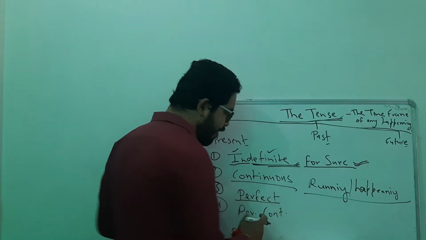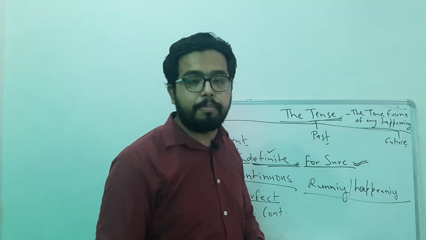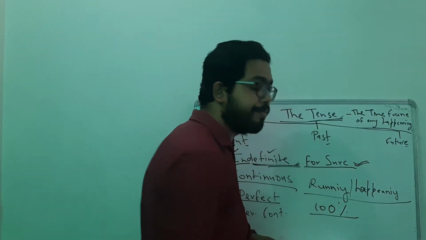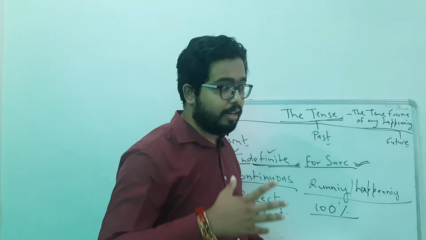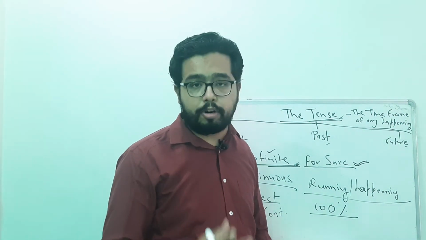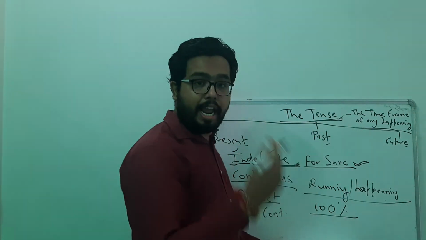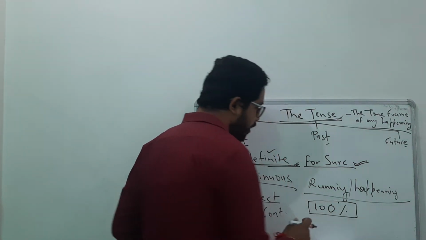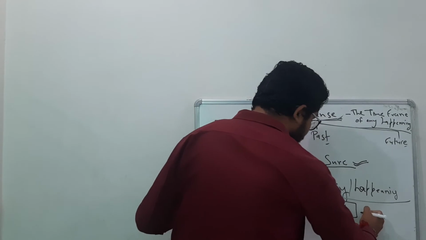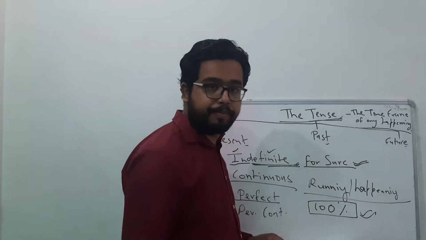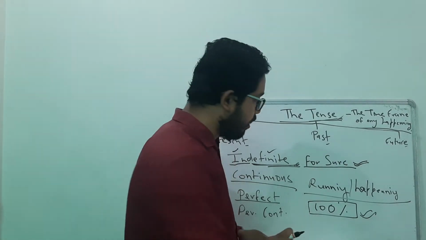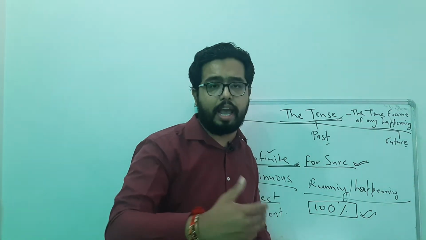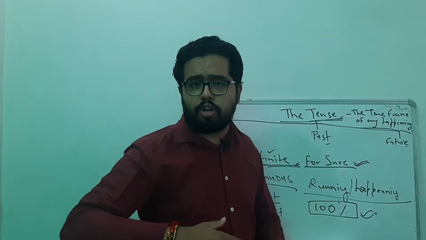Perfect. What do we understand by the word perfect? Perfect means something that is 100% done, full marks, full percentage. Any work, any job, any verb that is completed or finished will all come in perfect. And perfect continuous means something that is 100% done and is also happening. Is it possible that something is already done and also happening?